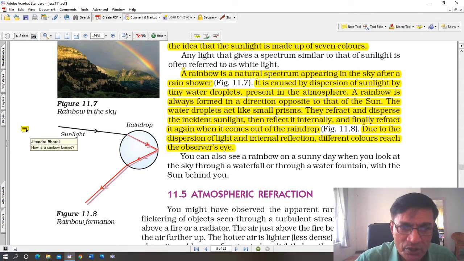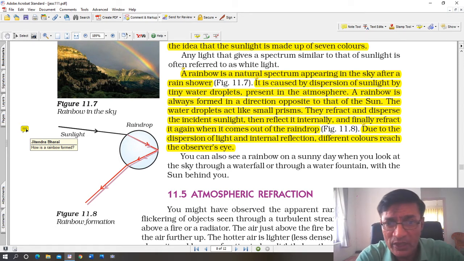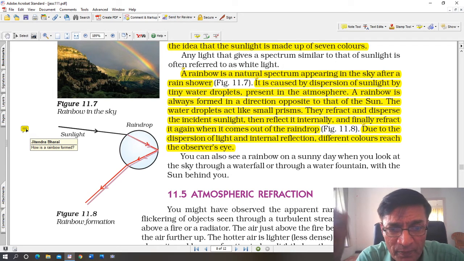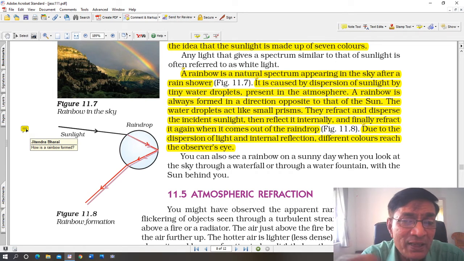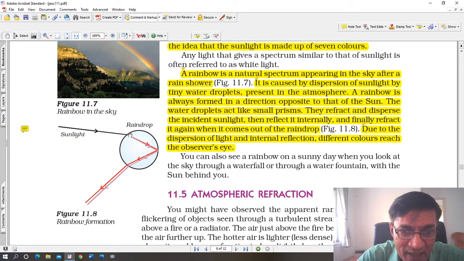The question is here: how is the rainbow formed? The answer is in this paragraph along with the diagram. You don't have to draw a rainbow, but you can draw this droplet of water. You can see sunlight hitting the raindrop, a very tiny droplet of water. It goes inside and it is refracted, bent inside. You can see the red light, it bends.